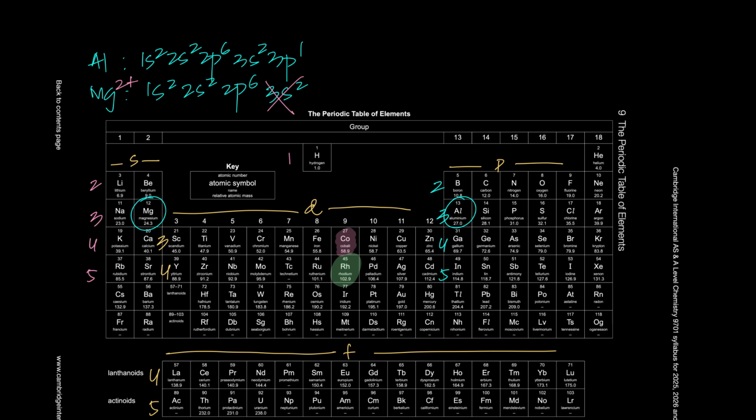So it's 1s2, 2s2, 2p6. And if it's aluminum 3+, it's going to lose these 3 electrons. These two now have the same electronic configuration. And if they have the same electronic configuration, that means they have the same shielding. They both have the same shielding effect, right?